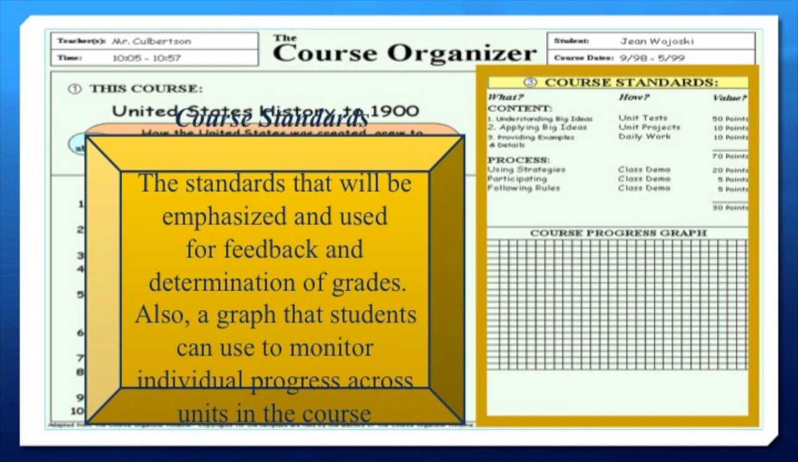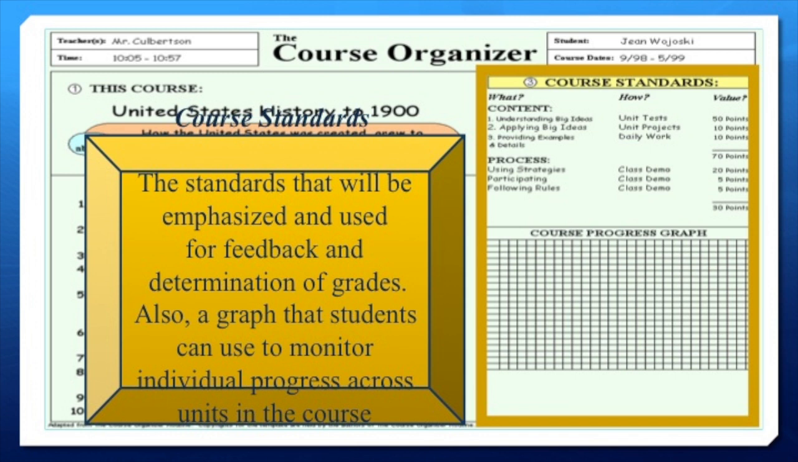So perhaps it's understanding big ideas, applying those big ideas, providing examples and details. Then how are we going to ask our students to show that they have met those criteria? So are you going to give projects? Are you going to have unit tests? Is there daily work? How are students going to show that they're making progress within your course?